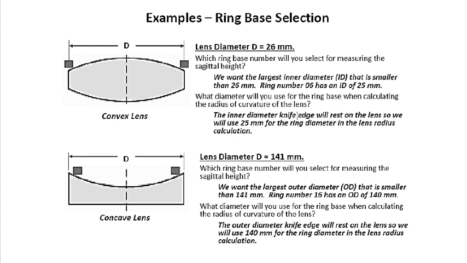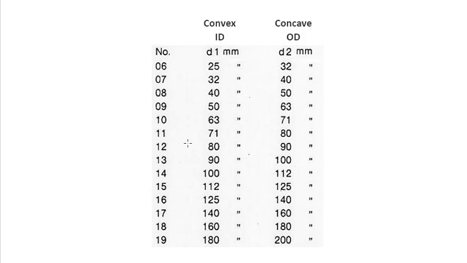That's it. Okay, so make sure you don't forget that. And then of course we do the same thing. The lens diameter is D, and that's 141 millimeter. And then which base are we going to use? We're going to go back to the sheet, okay? And then we're going to look for around 141, because your base has to be less than that, okay? So now we go back to the sheet.